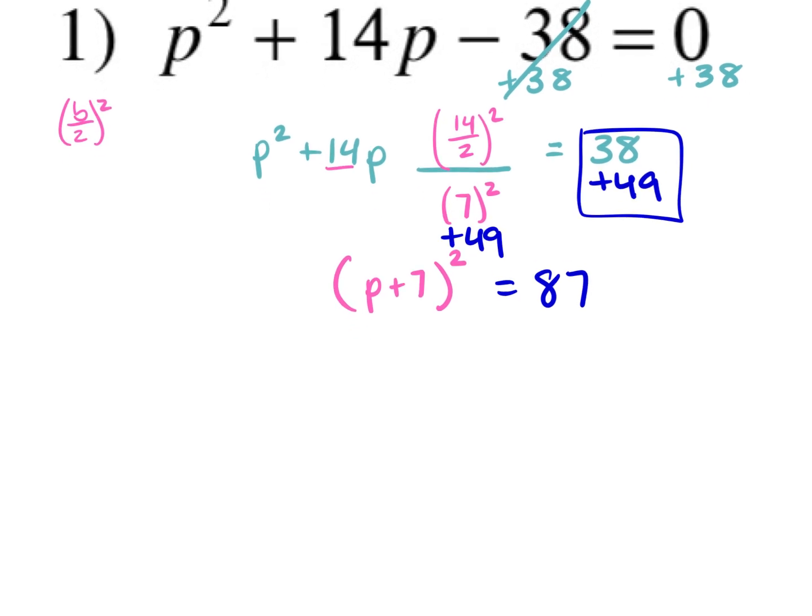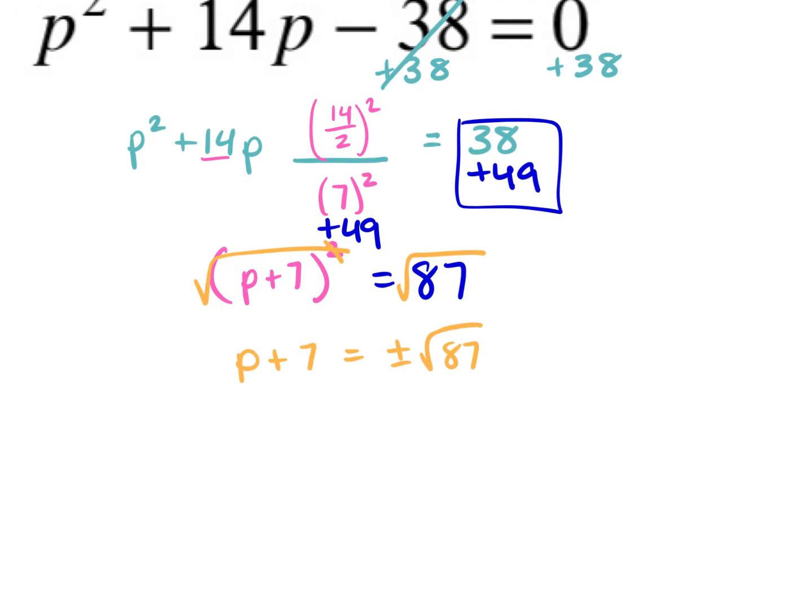So we completed the square. We did the hard part. Next, we have to solve. What would we do to solve? Square root both sides. So it'll cancel out with the squared. So p plus 7 is equal to what? Plus or minus square root 87.